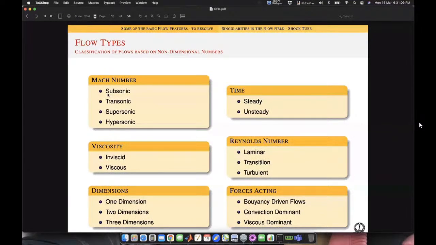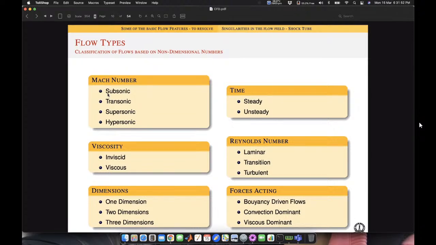Then with respect to time, you can have flows which are unsteady in nature and flows which are steady in nature. Then based on viscosity, the flow can be classified as inviscid flows, where the viscosity is assumed to be 0. Viscosity is a physical property of the fluid. Every fluid that exists on earth, in this universe, has a certain amount of viscosity. But there are certain regions in the flow field where viscosity can be neglected. In those regions, we can consider the flow to be inviscid. In most cases, it would be viscous. So you have inviscid flows and viscous flows.